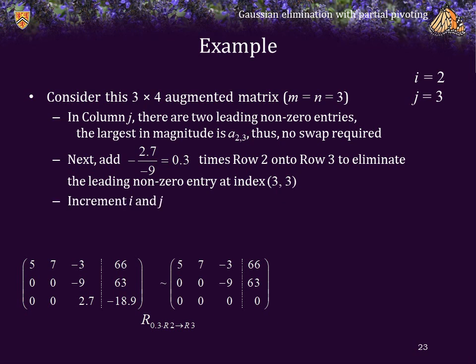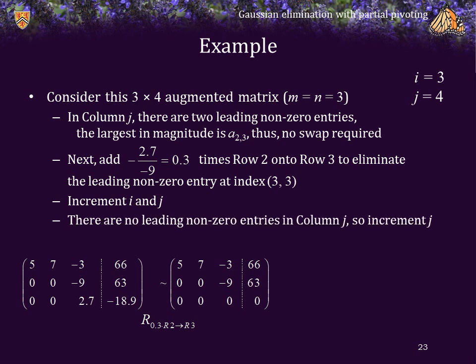Now, we will increment both i and j, and now looking at the matrix, there are no leading non-zero entries in column j equals 0, and so all we will do is increment j. As j equal to 5 is greater than n plus 1, which is 4, we are done, and we do note that yes, the matrix is in row echelon form.